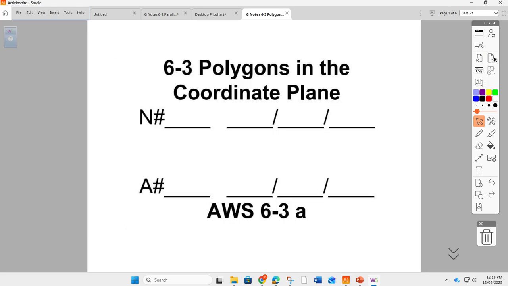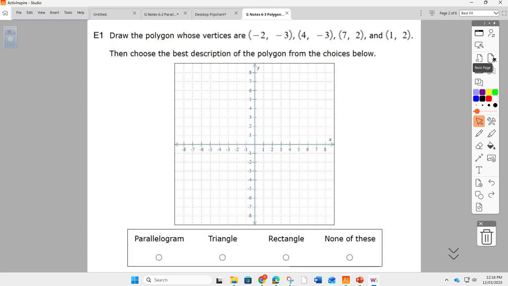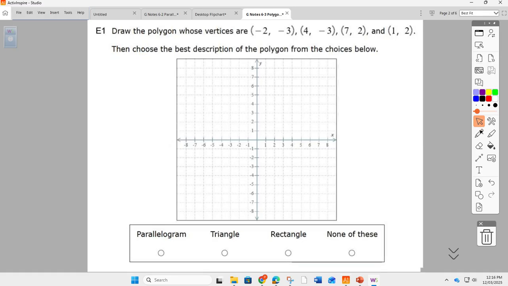A coordinate plane. We need to be able to plot points in a coordinate plane. I'm going to give you a really quick review. We should all be able to plot points in a coordinate plane. That's something you've probably been working on since 5th grade, maybe 6th, but probably 5th.